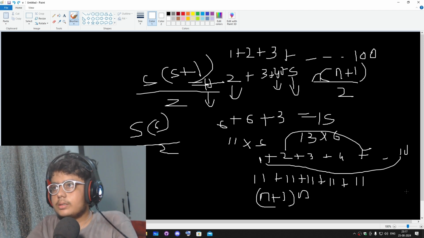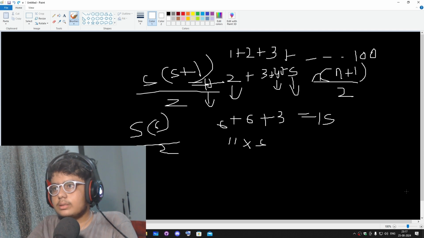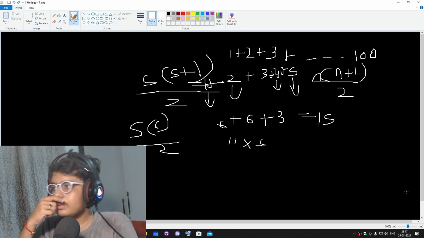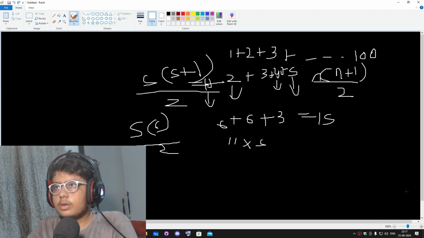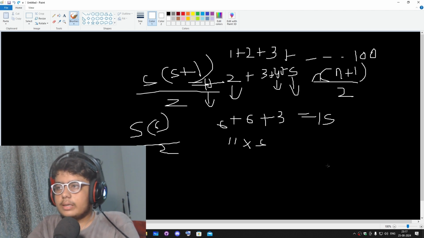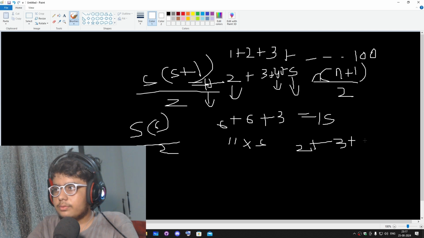Then I don't exactly remember what I did at that time, but I think I would have done this. I took again 2 plus 3 plus 4 plus 5, and adding these two numbers and these two numbers gives 7 and 7, 14. So 5 plus 2 is 7, and 3 plus 4 is 7.